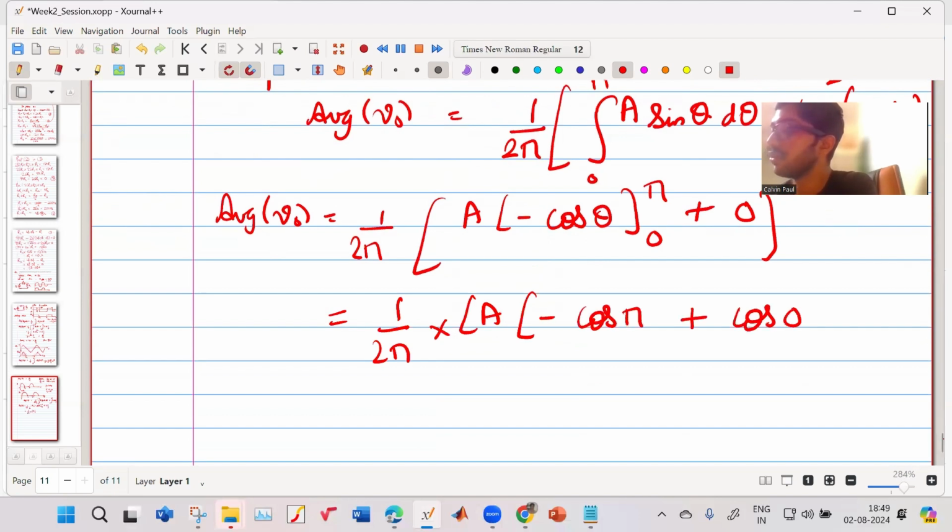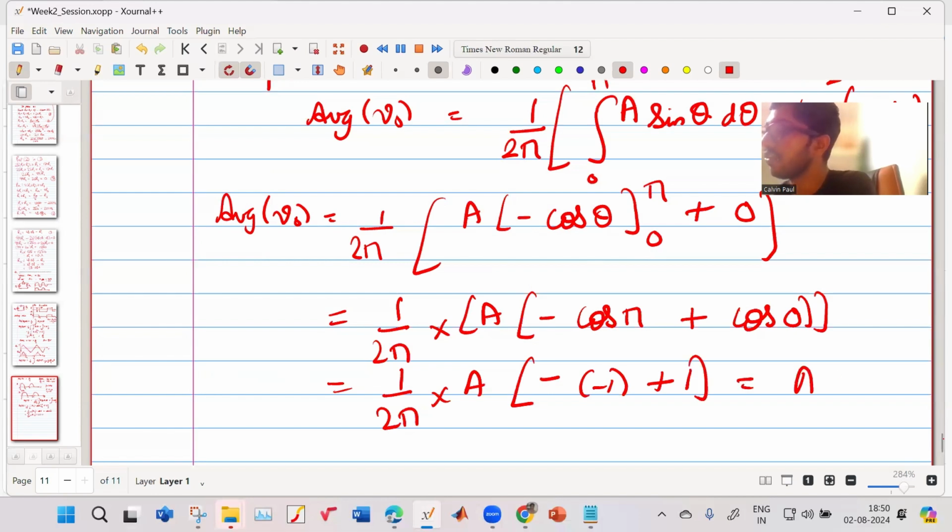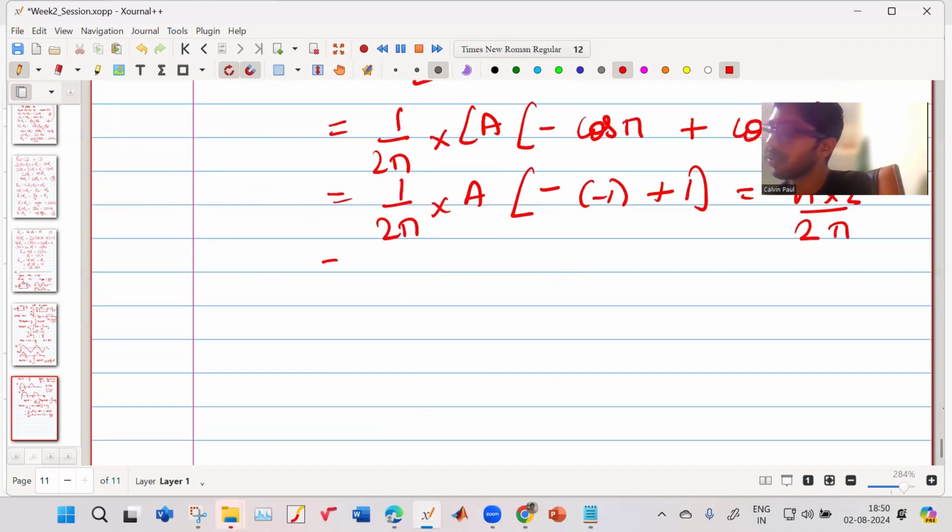plus cos of 0. So what is cos pi? Cos pi is minus 1. So that becomes 1 plus 1, so that becomes equal to A into 2 upon 2 pi, that becomes equal to A upon pi.